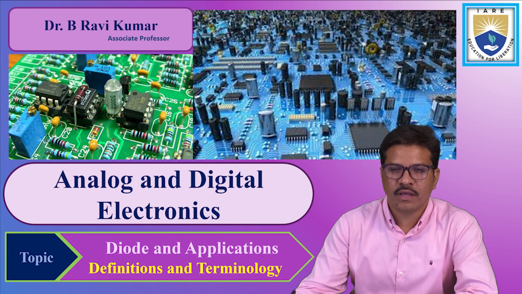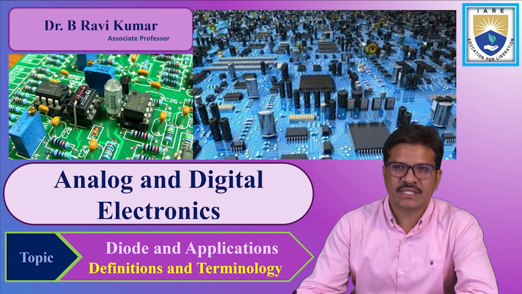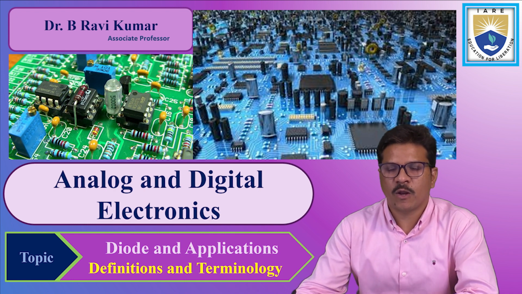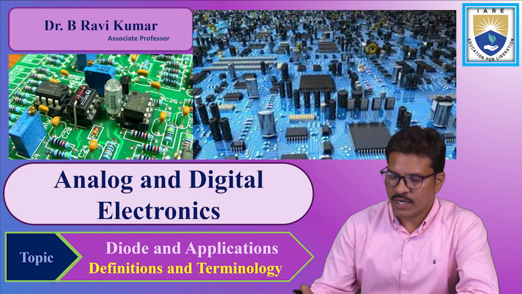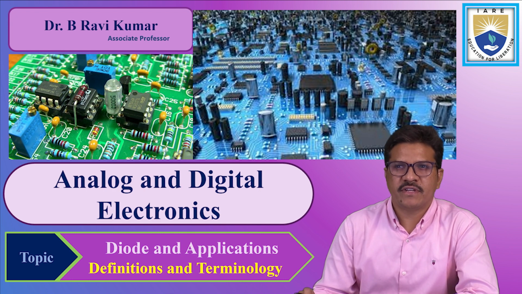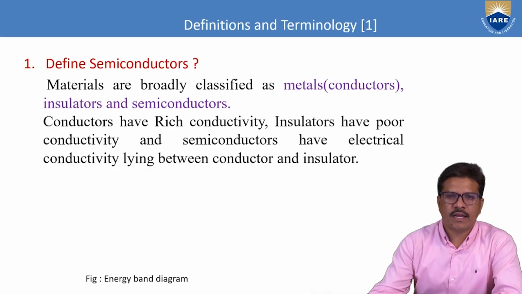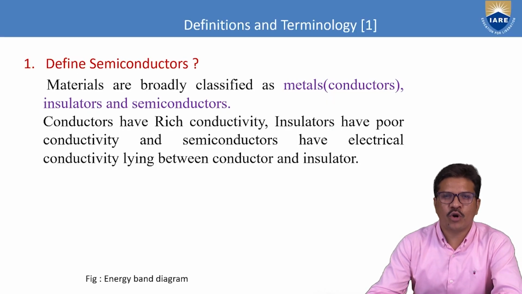So, in this class I am going to discuss some definitions and terminologies which are used in analog and digital electronics. Let us see the definitions and terminologies in Module 1. We know that in analog and digital electronics, Module 1 deals with semiconductor materials, the construction of the p-n junction diode, and then the applications of the p-n junction diode.